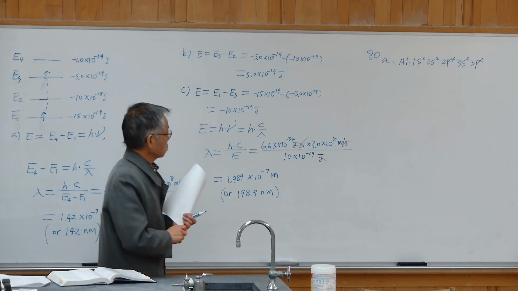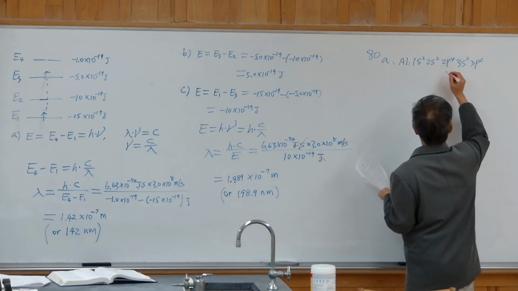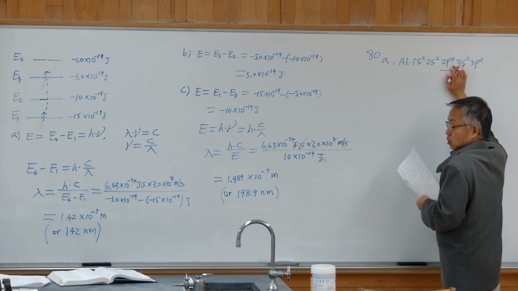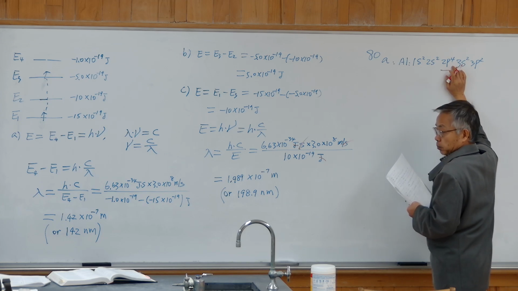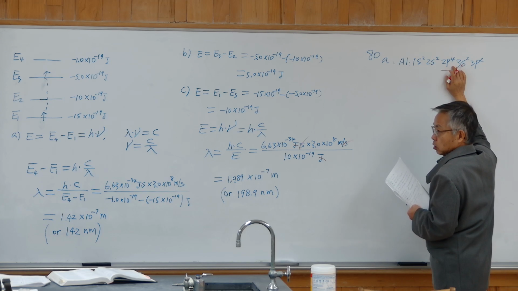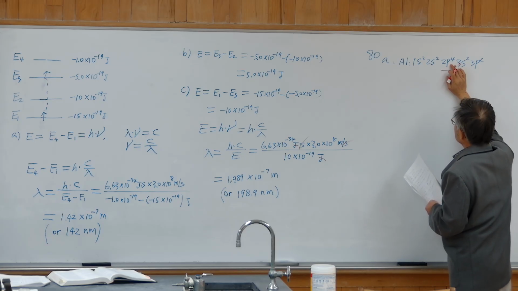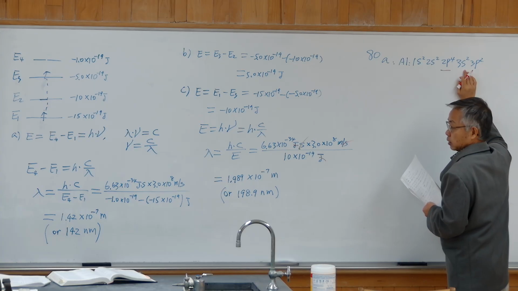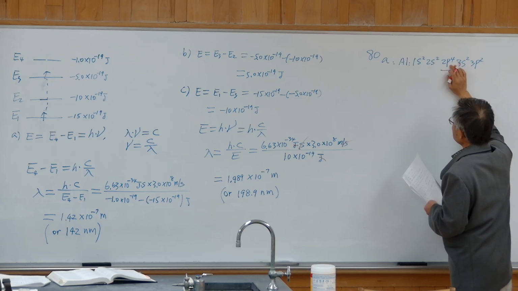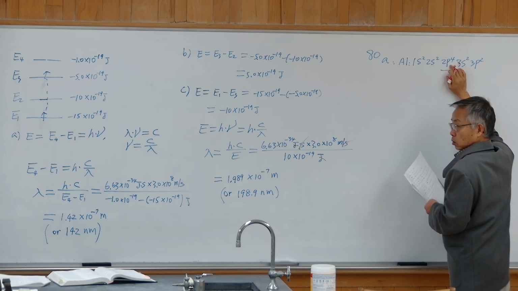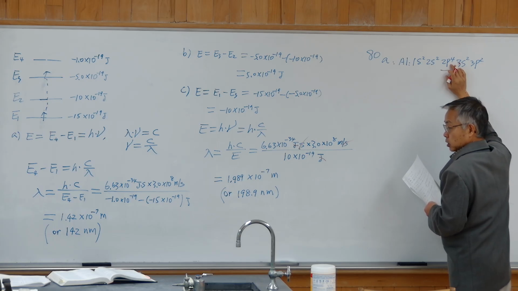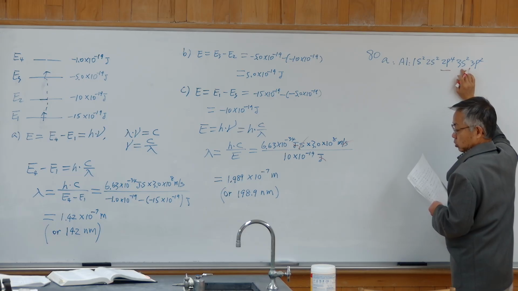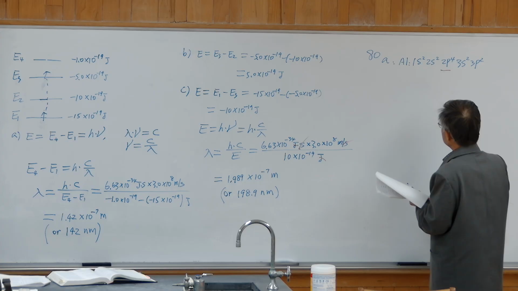Clearly this is wrong because 2p can hold a maximum of 6 electrons. Why not put 6? Since you still have electrons left here, you must put 6. Only after 2p6 can you go to the next, 3s2. So this is wrong.